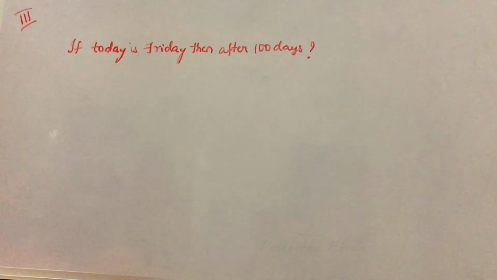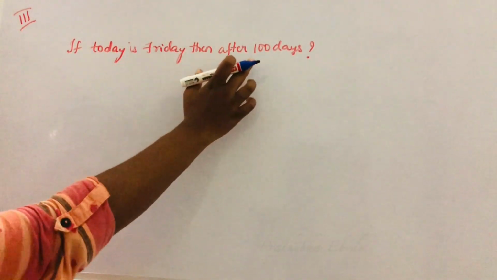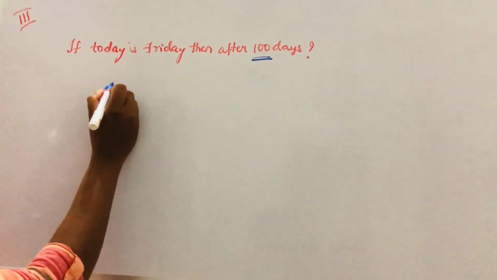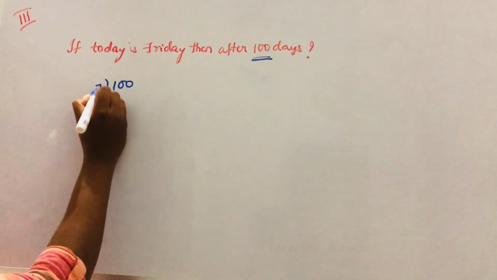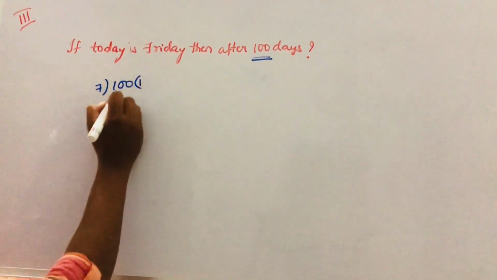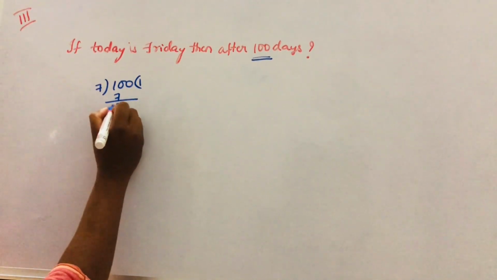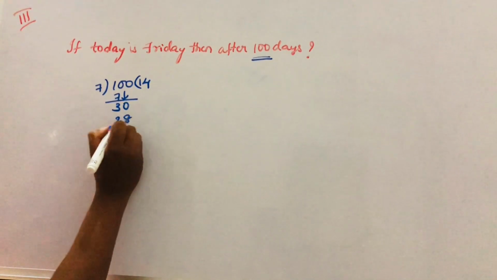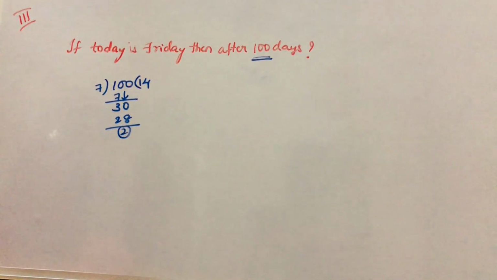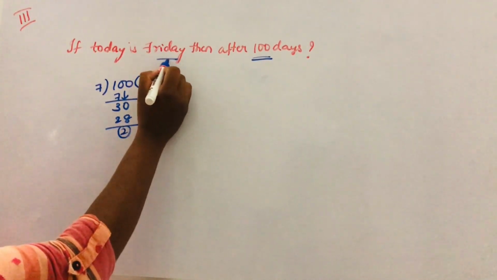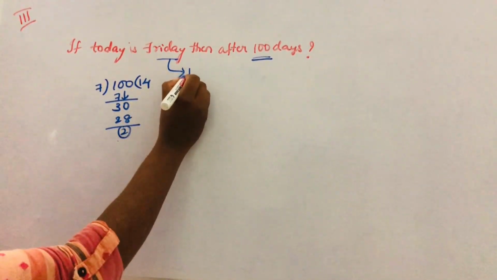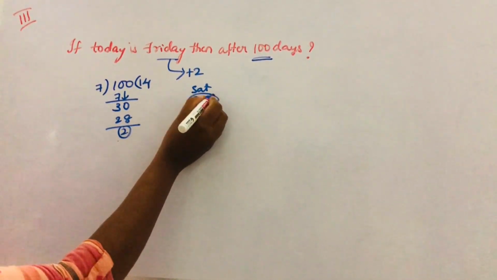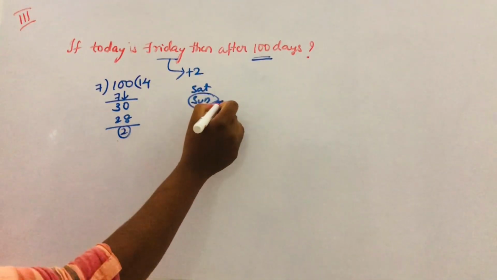Now let's see the last example in calendar. Today is Friday, then after 100 days, what? Okay. Now what did they ask you for, 100 days, right? Now you have to divide this 100 by 7. Now 7 14s are 98, pending with 2, and you got remainder as 2, right? So, if this is Friday, you have to do plus 2, that is Saturday, Sunday, okay? Then after 100 days, your day is Sunday.